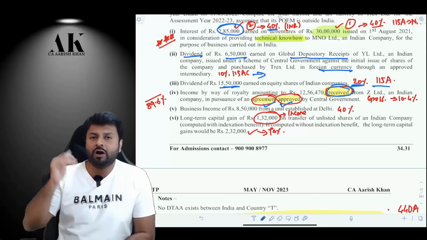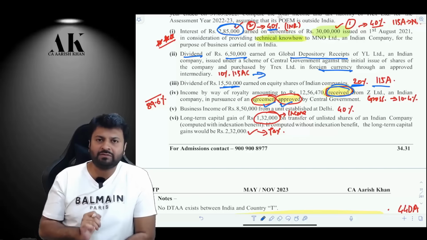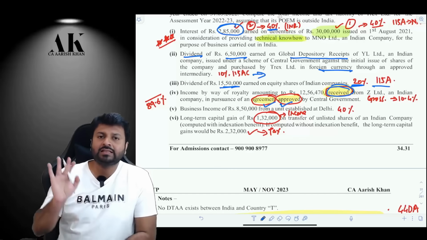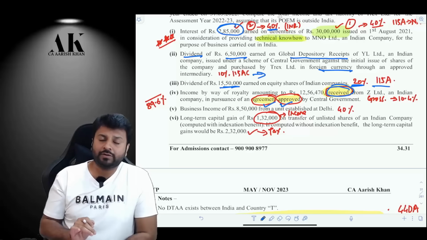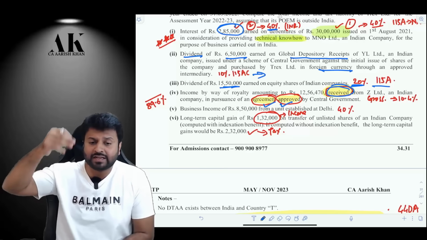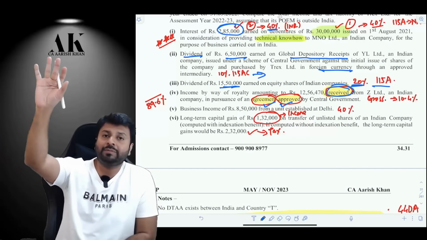This is the net amount. How much will be the tax rate? 10% will be the tax rate as per 115A, 4% will be the cess as per 115A. Therefore, the tax rate over here will come to how much? 10.4%. Therefore, this amount of 12,56,000 is the received amount, and this received amount will be 89.6%.